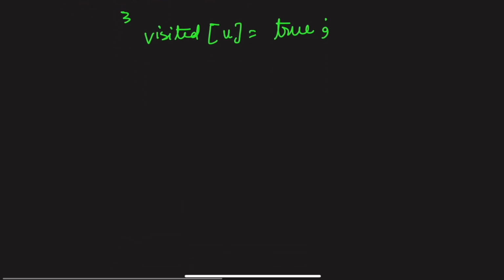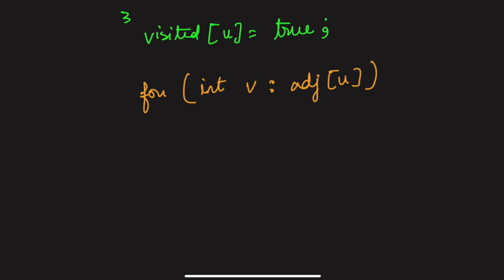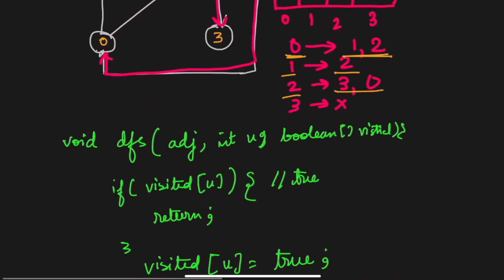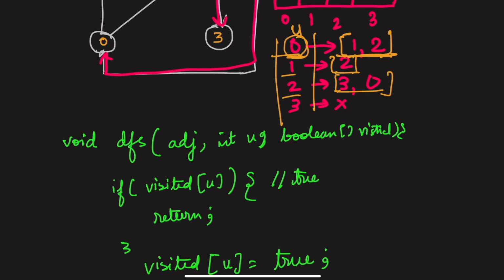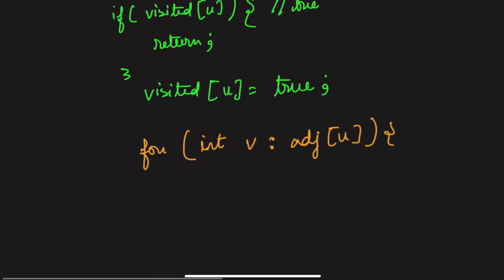So how are we going to do that? We are going to write a for loop. Okay, so it's int v colon adj of u. Since each u has a list, right, this is inside a list, so it's an array of array lists. So for each u you have its own list, like for 0 you have 1 and 2, for 1 you have 2. So suppose u is 0, then our v will become 1 and 2.